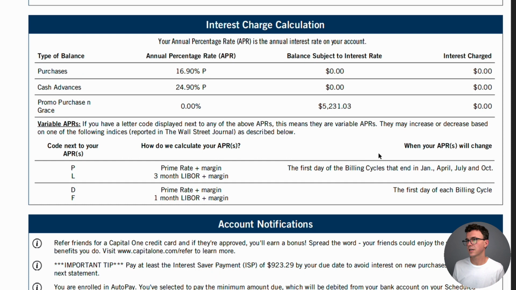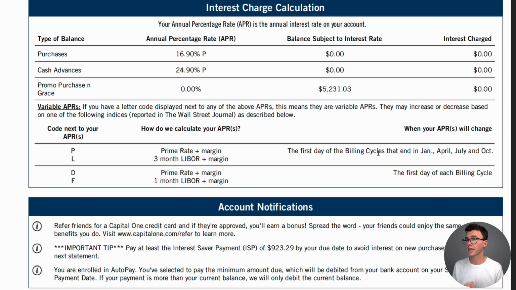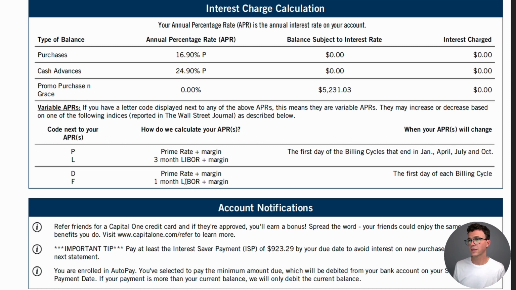Then here you have a section on how the interest charge is calculated. What you're going to see here is what I was mentioning earlier. For purchases, it's 16.9%, and for cash advances, it's 24.9%, significantly higher. Here you see the promotional 0% and the amount for that. And then down below it explains how the interest rate is calculated. You see a P beside both of these, and here is the same P. It's the prime rate plus a margin. So if the prime rate goes up, that means these interest rates are going to go up as well.